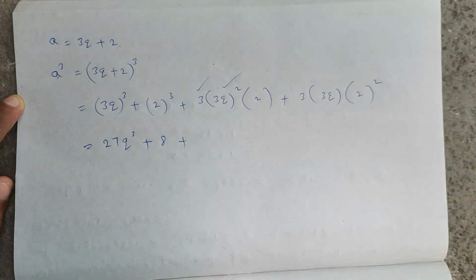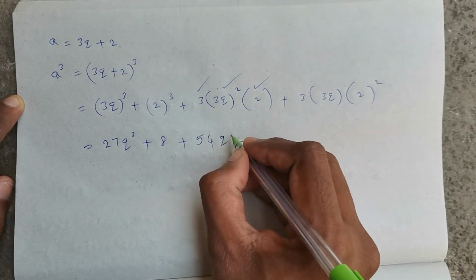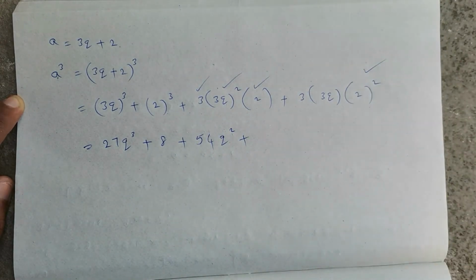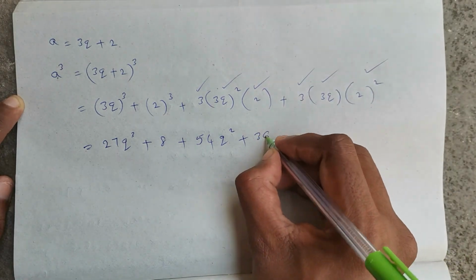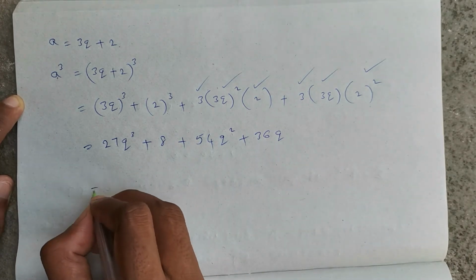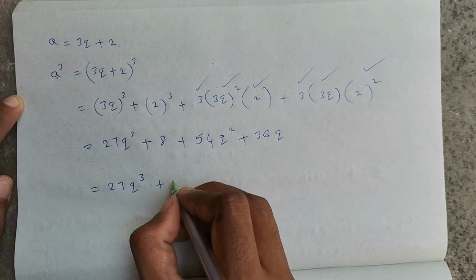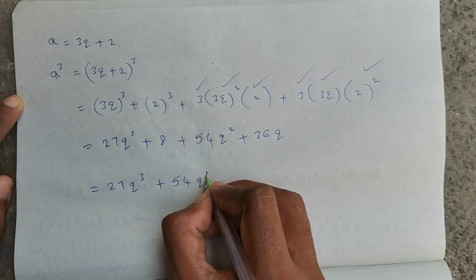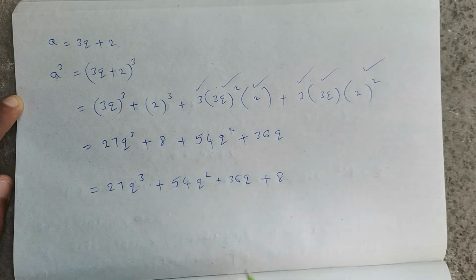first 3 square is 9, 9 threes are 27, 27 twos are 54 q square, plus 2 square is 4, 4 threes are 12, 12 threes are 36, 36q. Now this second term 8, I will write at the last. So we get 27q cube plus 54q square plus 36q plus 8.